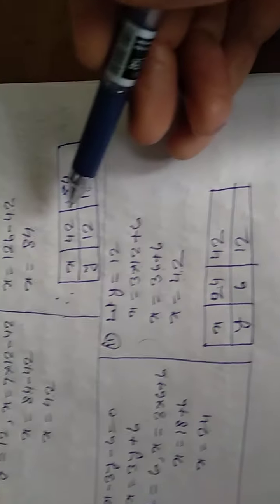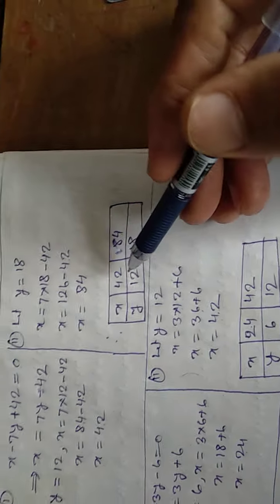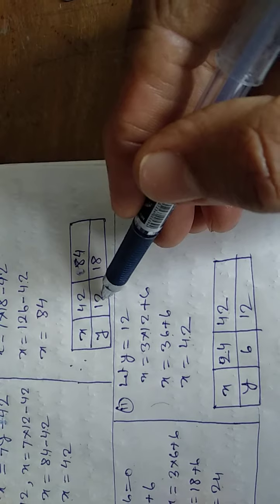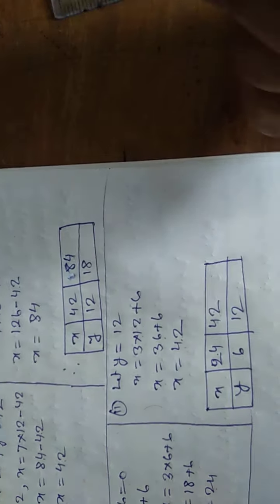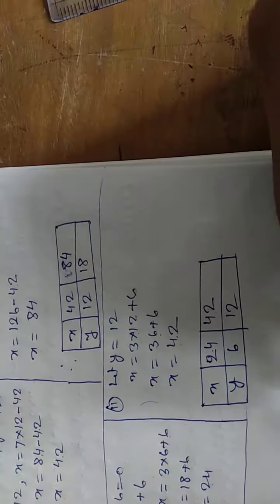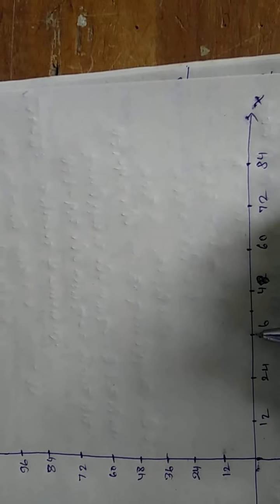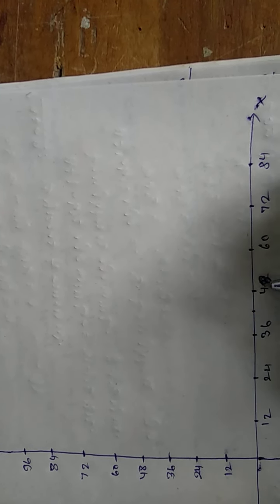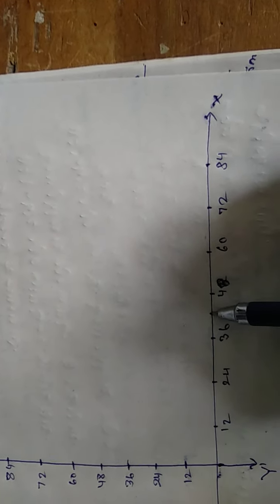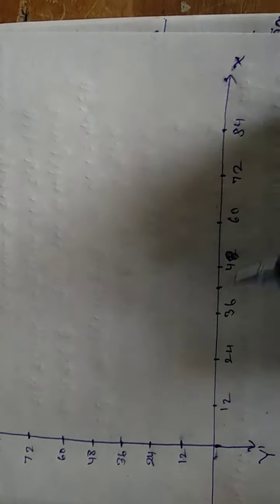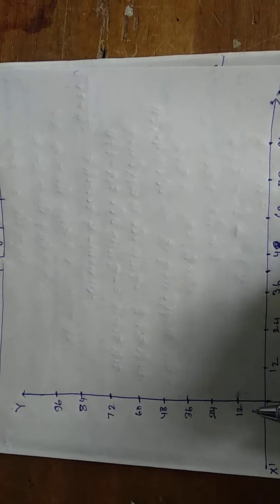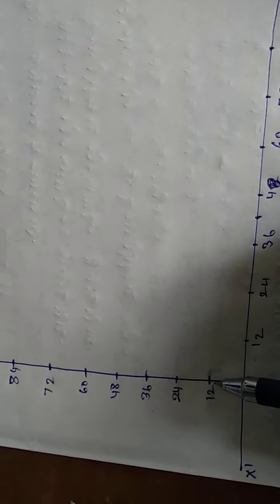Now see this first solution of the first equation. The first is x is equal to 42 and y is equal to 12. Represent this point on this Cartesian system, that is on the graph or in the plane. X is equal to 42. This x equal to 42 lies between 36 and 48, exactly in the middle of 36 and 48. Here this point represents x equal to 42. Its corresponding value of y is 12. Then you will see that value on the y-axis, and on the y-axis this value is 12.